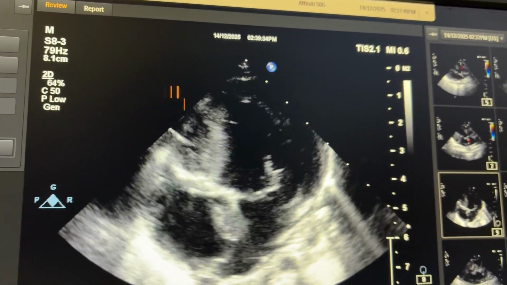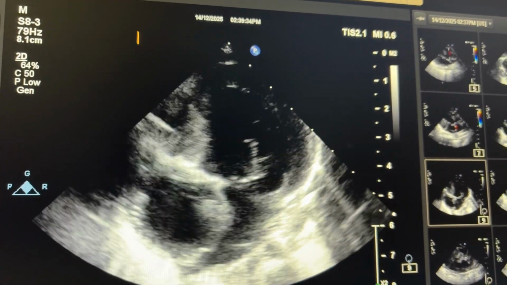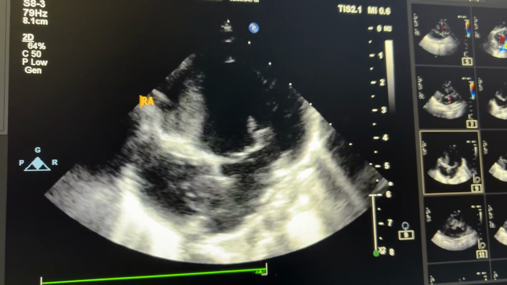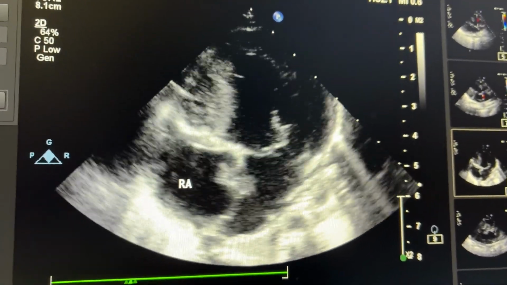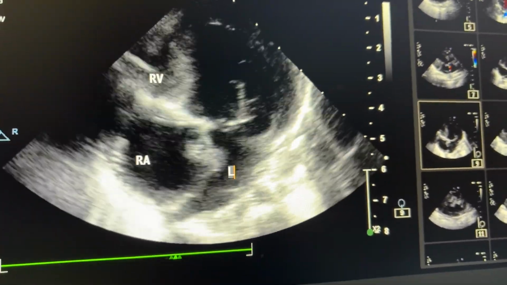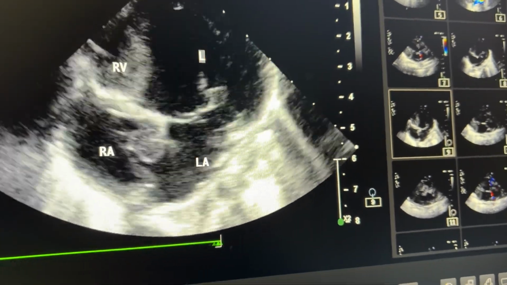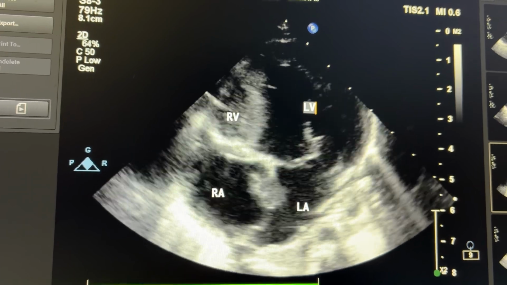In this image, this is apical four-chamber view. This is right atrium. This is right ventricle. Obviously, this is left atrium and this is left ventricle. So, largest chamber is left ventricle in this image, apical four-chamber view.